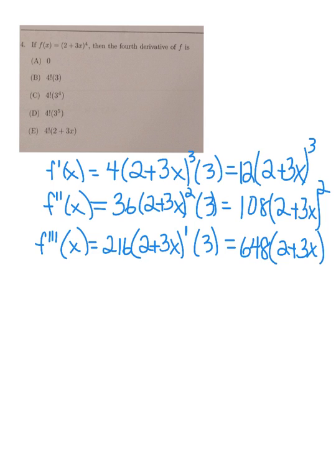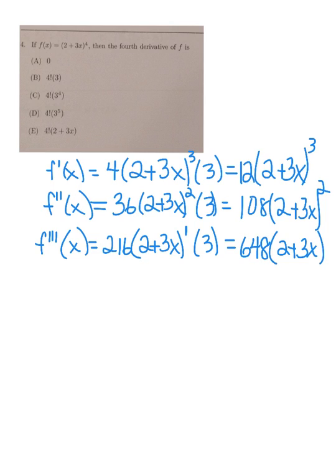Okay, now we can keep going, but I want you to notice what's happening. My exponent for this sum is decreasing. 3, 2, this is technically 1. So you should see that my next one would just be a constant. Okay, but let's just keep going.